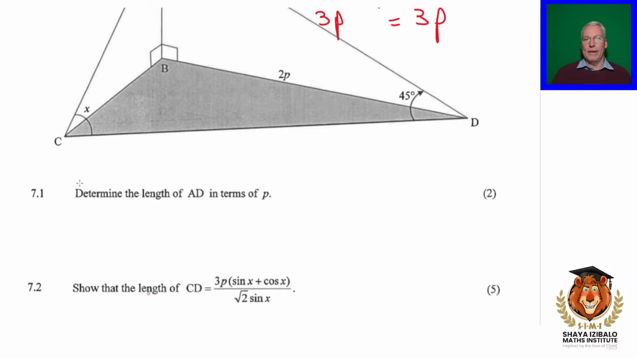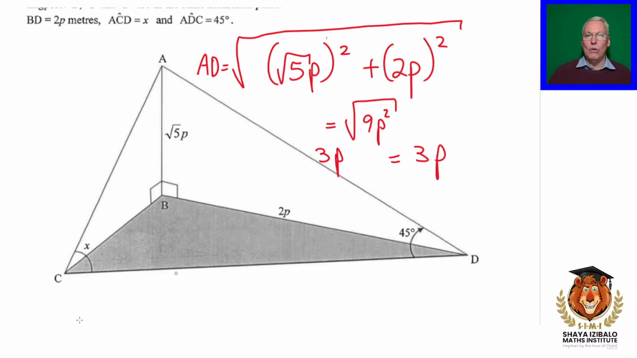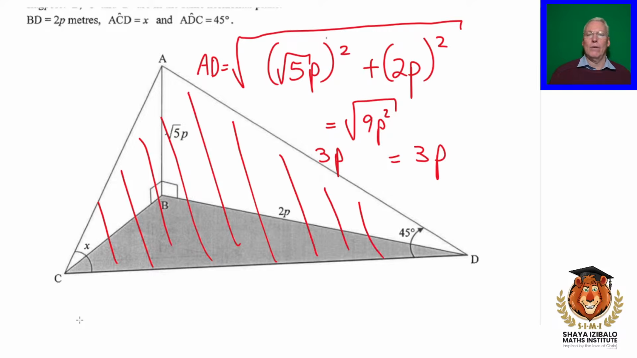Then they ask us, and this is enough to make anyone panic, to show that CD equals some weird expression here. Now let's just look at that expression. I suspect that expression is going to come more from the sine rule than from the cos rule. So we're going to apply the sine rule in this slanted triangle on the front face. This angle here is x, this angle here is 45, and this angle in here is going to be 180 minus 45 minus x. It's actually going to be 135 minus x.